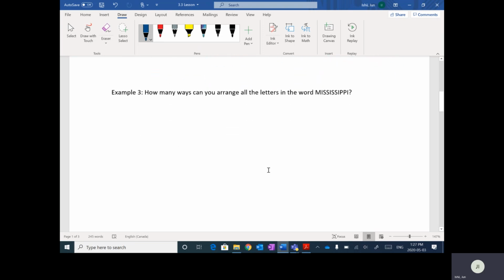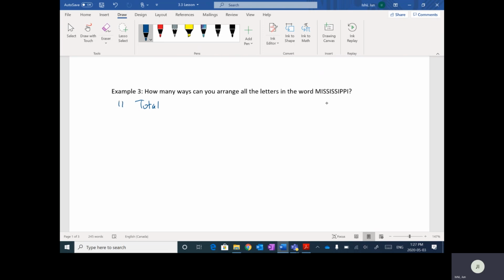All right, so this word here is Mississippi. We want to know how many ways we can arrange the letters in this word. Let's see, how many total letters? There's 1, 2, 3, 4, 5, 6, 7, 8, 9, 10, 11. Okay, so there's 11 total.